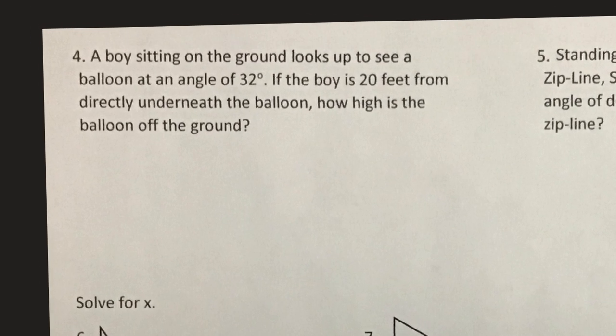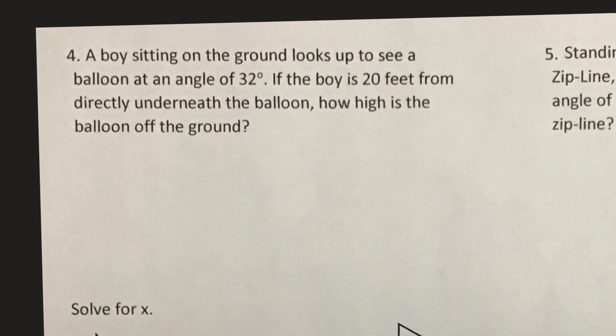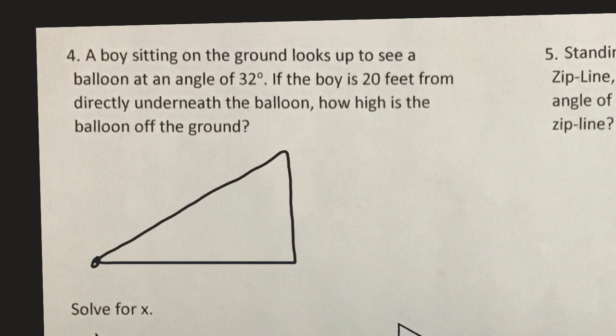Okay, a boy sitting on the ground looks up to see a balloon at an angle of 32 degrees. So all of these are going to be right triangles, right? This is all right triangle trig. So our boy is sitting here on the ground, and the balloon is up here in the sky. And the angle is 32 degrees. We're assuming that the balloon is always perpendicular to the ground.